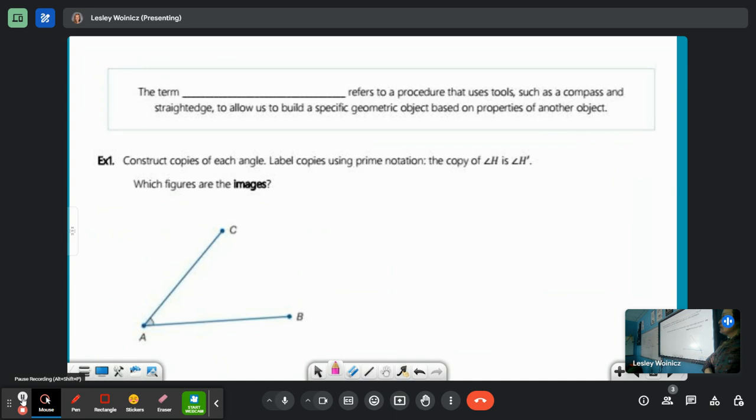Okay, we've already started doing this, but the term construction refers to a procedure that uses tools such as a compass and straight edge to allow us to build a specific geometric object based on properties of another object. Okay, so we're going to stop here.